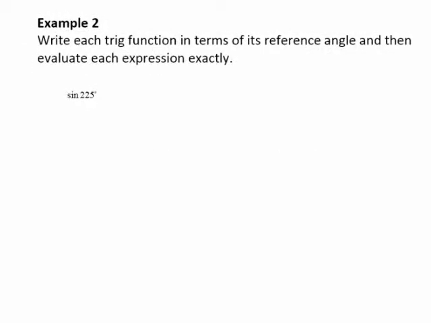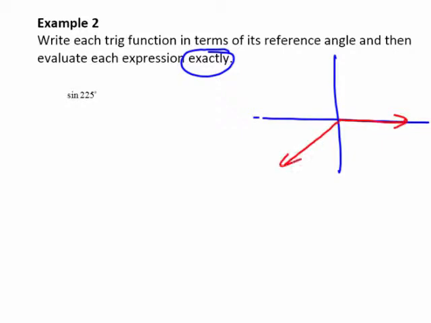Alright, example 2. Write each trig function in terms of its reference angle and then evaluate each expression exactly. So let's draw this out. We have a 225 degree angle, which, past 90 and 180, is a little bit past into quadrant 3. And in fact, how much past? It's 45 degrees. Now the 45 degrees we know is the reference angle. Okay? And we know from what we talked about, the sine of 225 degrees will be the same or opposite of its reference angle.